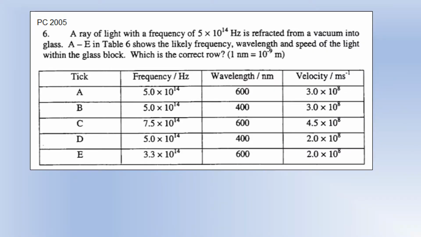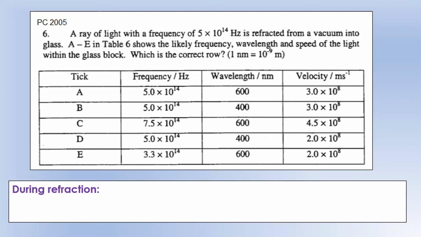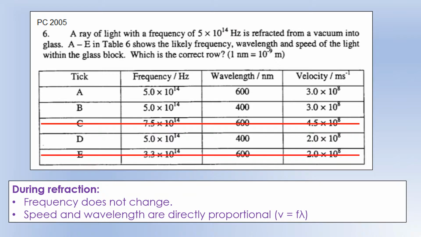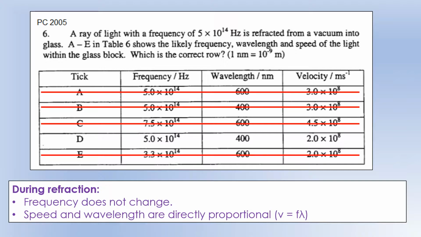Okay, so a ray of light with frequency 5 times 10 to the 14 Hertz is refracted from a vacuum into glass. So we're going to slow down, and we'll use that later on. Which is the correct row? So the first thing to use here is that during refraction, frequency doesn't change, and that speed and wavelength, therefore, must be directly proportional. So if speed decreases, so should the wavelength. So first of all, let's eliminate the two options which suggest frequency changes, because it doesn't. And when we go from a vacuum into glass, the speed should decrease, and so should the wavelength. So that leaves us just with option D.